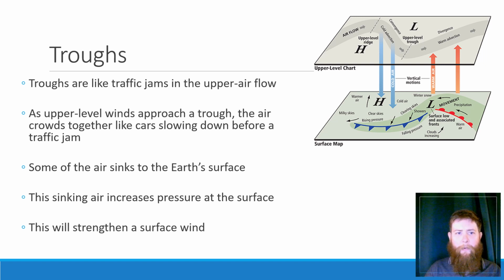Think of troughs as like traffic jams. As these upper level winds approach, the air gets jammed together. It's the same thing as when you're going around a corner and all the cars have to slow down, all the air has to slow down too. And as it does, it builds up in a traffic jam. Some of the air stuck in this traffic jam is going to sink to the Earth's surface. This sinking air increases the pressure at the surface, which means if you have more pressure, you have more wind. So you will get more surface winds when you have one of these systems going on.